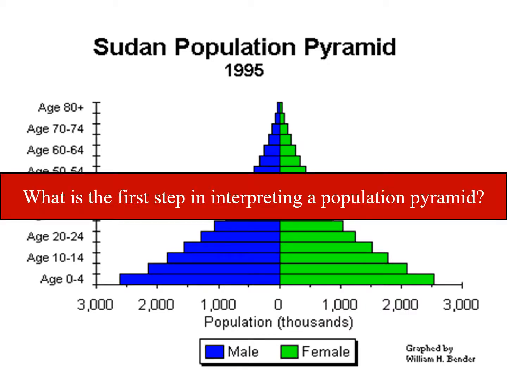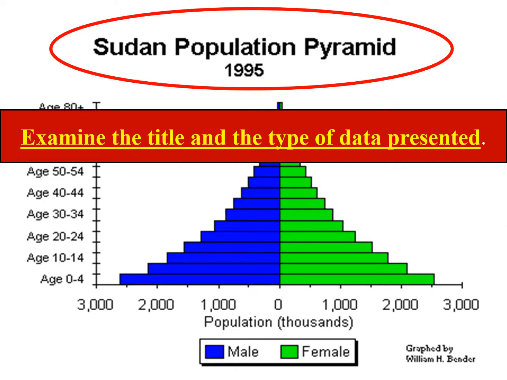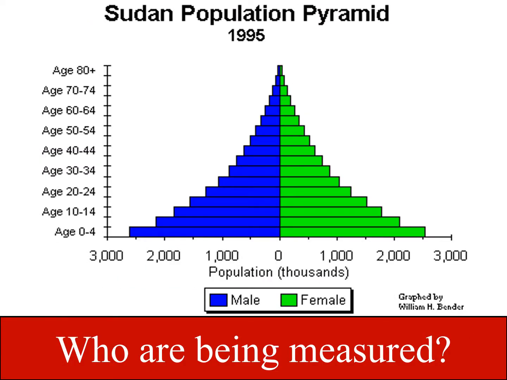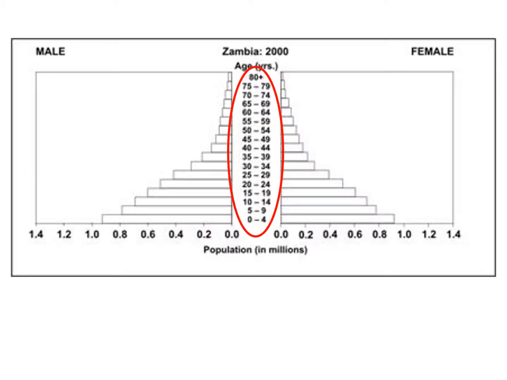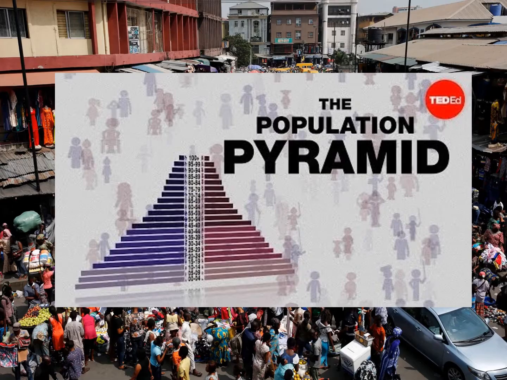So what is the first step in interpreting a population pyramid? First, examine the title and the type of data presented. Who are being measured? The cohorts can be arranged by decades or by single years. We always see youngest at the bottom, oldest at the top. Take a second and watch this video.